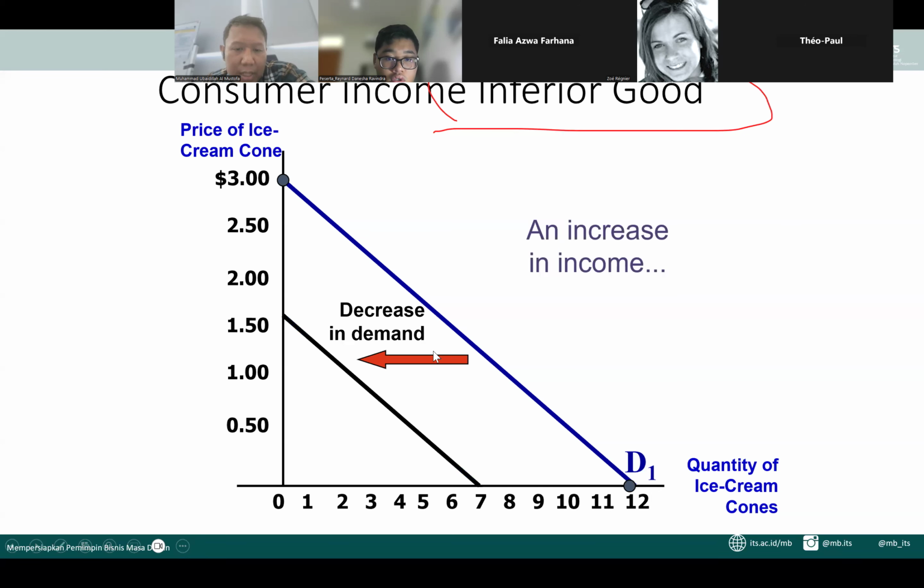Okay, so you see the shift to the left. This is because of the inferiority of the good.